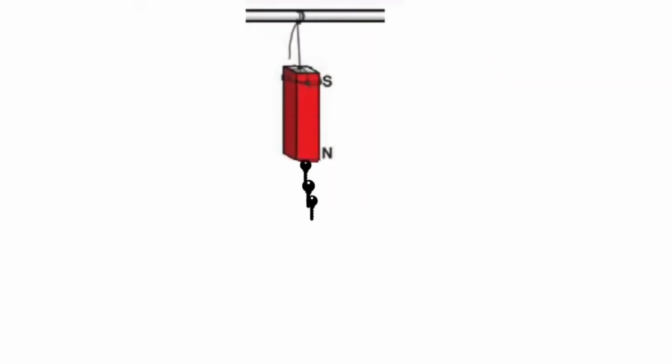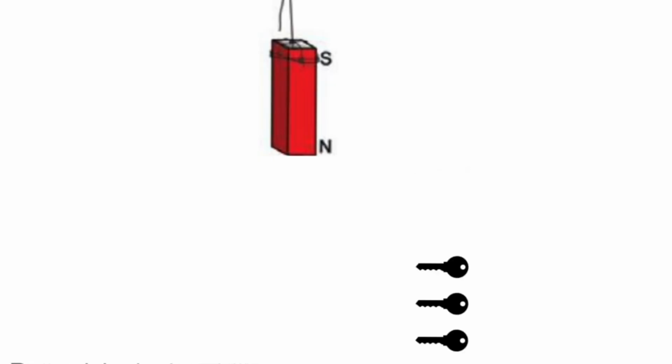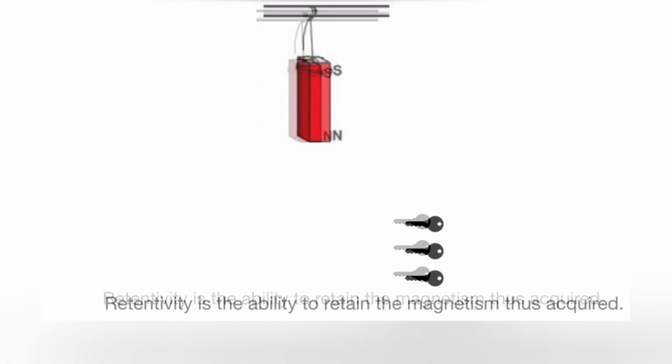Again, consider the 3 iron keys, where the first one is attached to the magnet and the remaining 2 are attached to each other. If you slowly take the first key away from the magnet, we can observe the remaining keys stay attached to each other for a few seconds. This is because they can retain their magnetic property for some time. This property of magnetic material is known as retentivity. So we can define retentivity as the ability of a magnetic substance to retain the magnetism that it acquired.